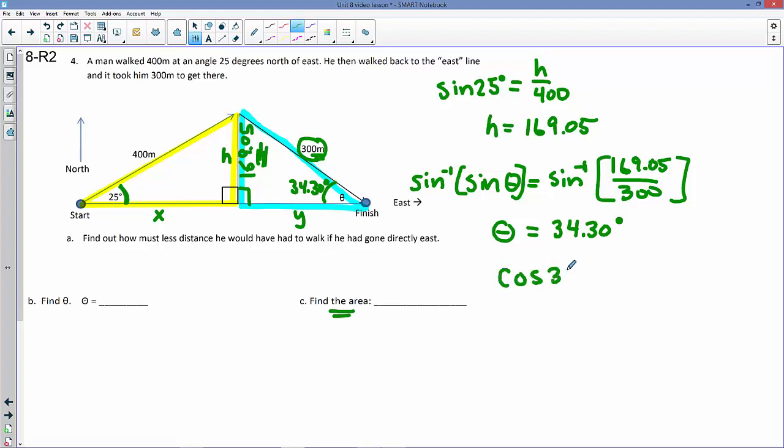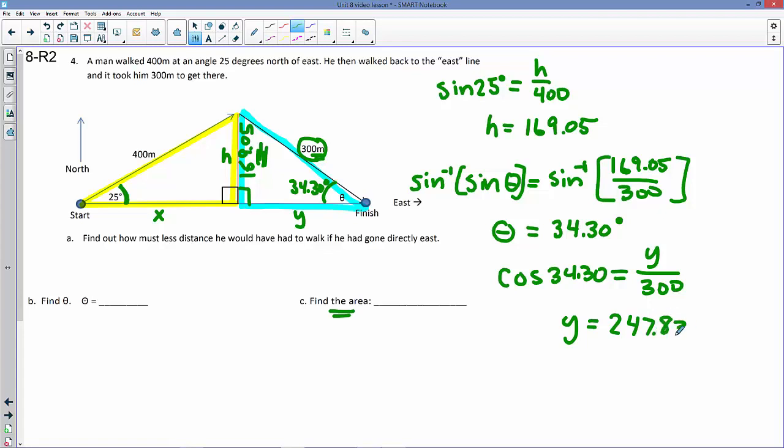Cosine of 34.30 equals adjacent, that's what I'm looking for, over hypotenuse. I'm going to multiply both sides by 300. I'm going to take 300 on my calculator, multiply it by cosine of 34.30. Notice I'm keeping very detailed numbers here until the end of the problem. I don't want to round too early and then make my answer wrong.